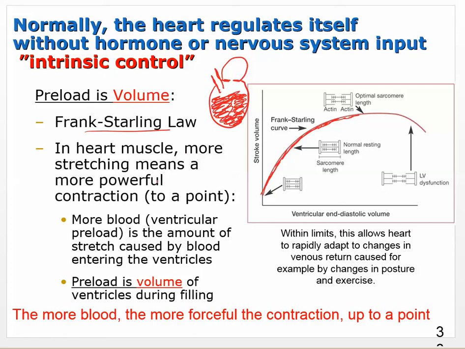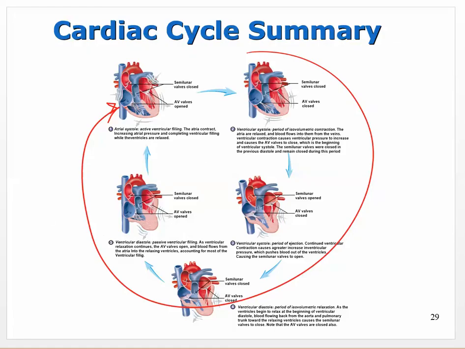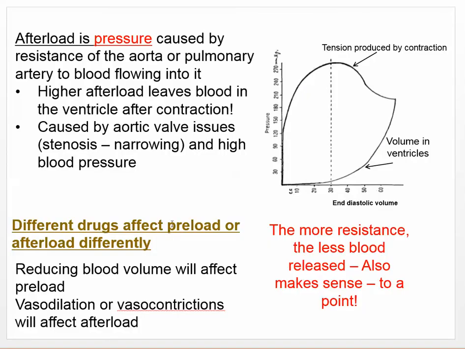So in heart muscle, more stretching means more powerful contraction. Ventricular preload is the amount of stretch caused by the blood entering the ventricles. So it's based on volume, the volume of blood entering the ventricles. And again, the more blood, the more forceful the contraction, up to a point, because it all falls apart here, and this is heart failure. It's a form of heart failure.